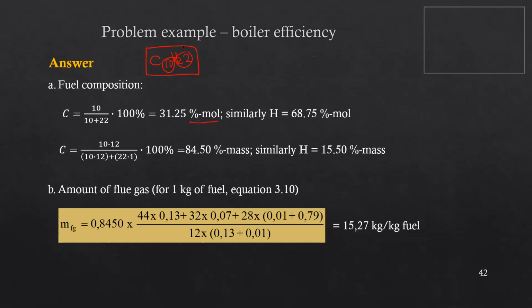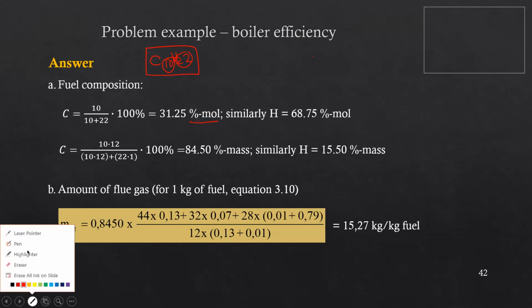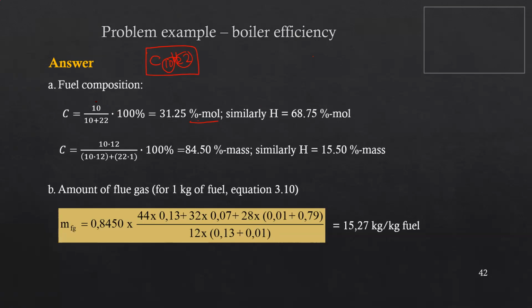So for the carbon, this is the amount of the carbon divided by the total amount of the carbon and hydrogens. Sorry, my pen is not working on the left hand side of my screen. So 10 divided by 10 plus 22, multiplied by 100%, then we have around 31.25% mole. The rest is the hydrogens, so the hydrogens is 100% minus 31.25% mole. So we have 68.75% mole.